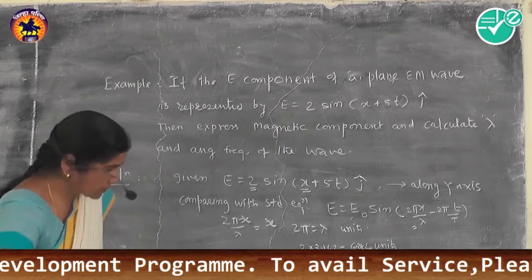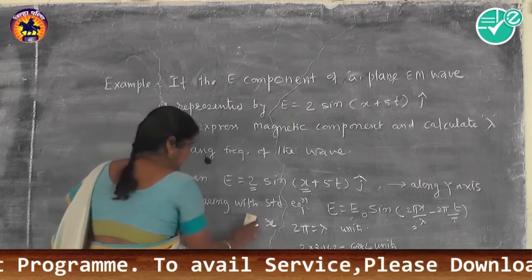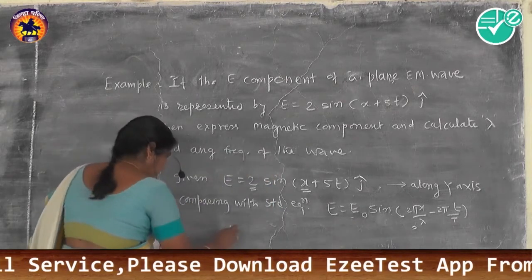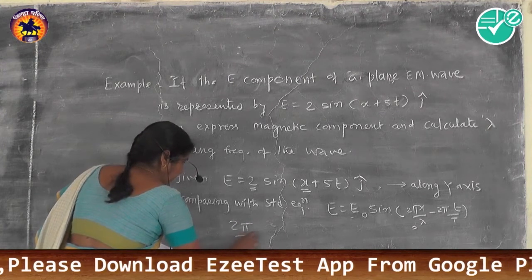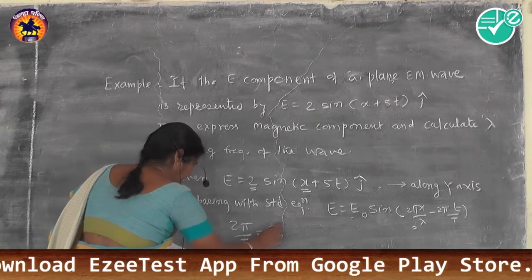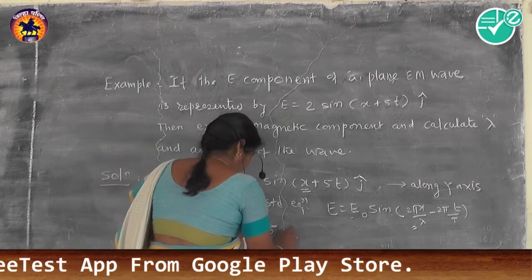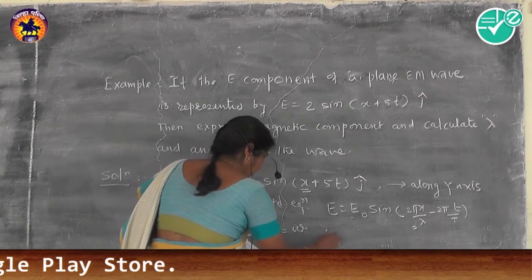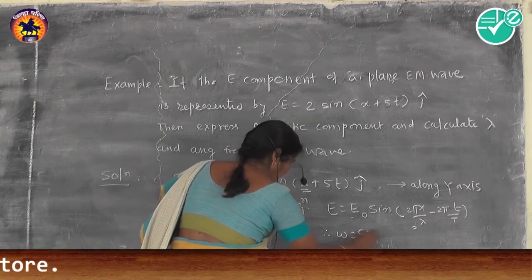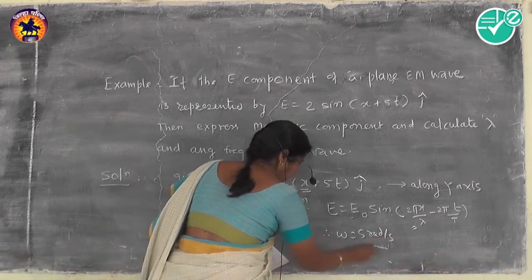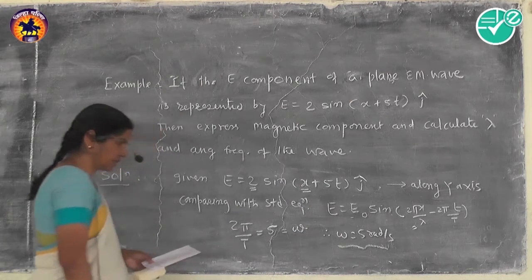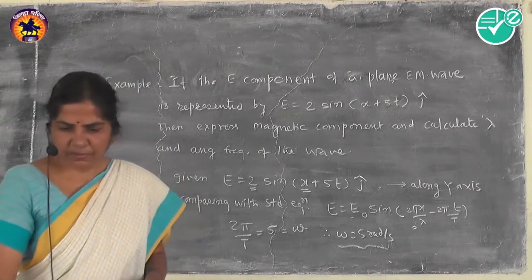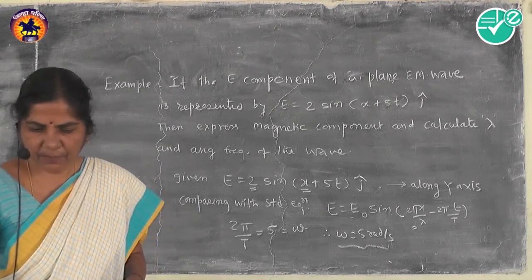Now the second one is frequency. So we compare here. 2 pi by T is nothing but equal to 5, and 2 pi by T is nothing but omega. Therefore omega is nothing but 5 radian per second. This is the angular frequency. This is a very simple, basic fundamental equation based example.